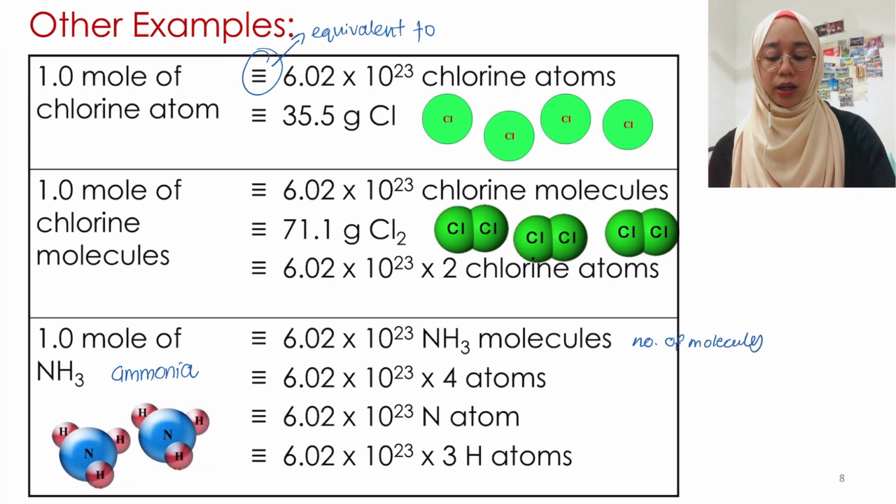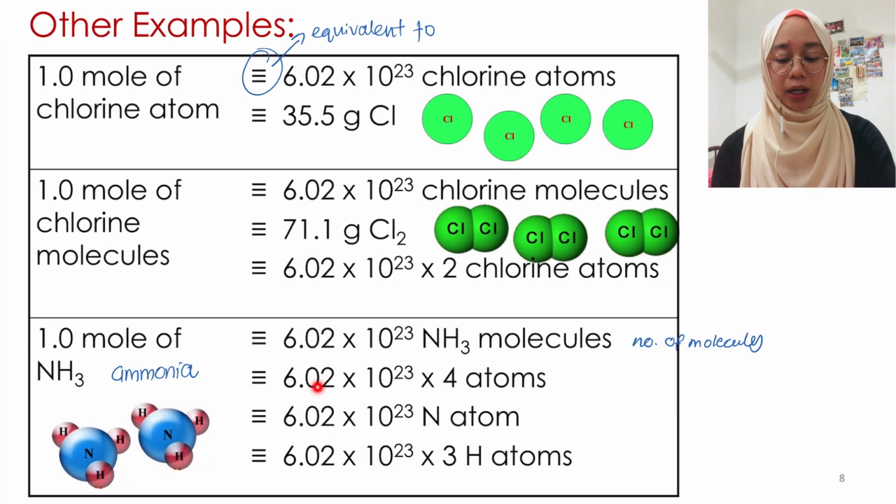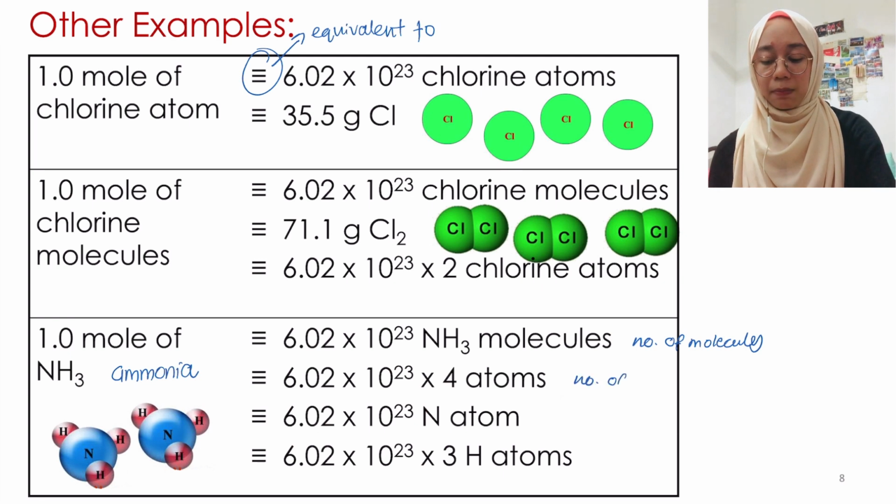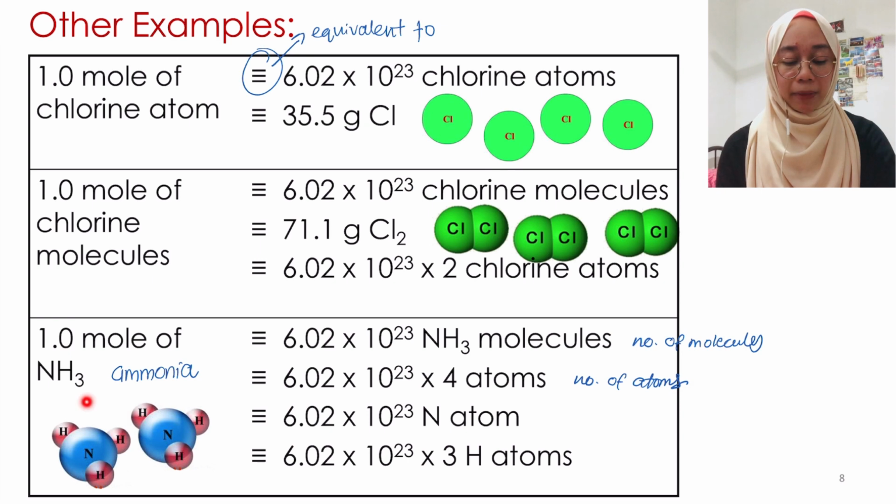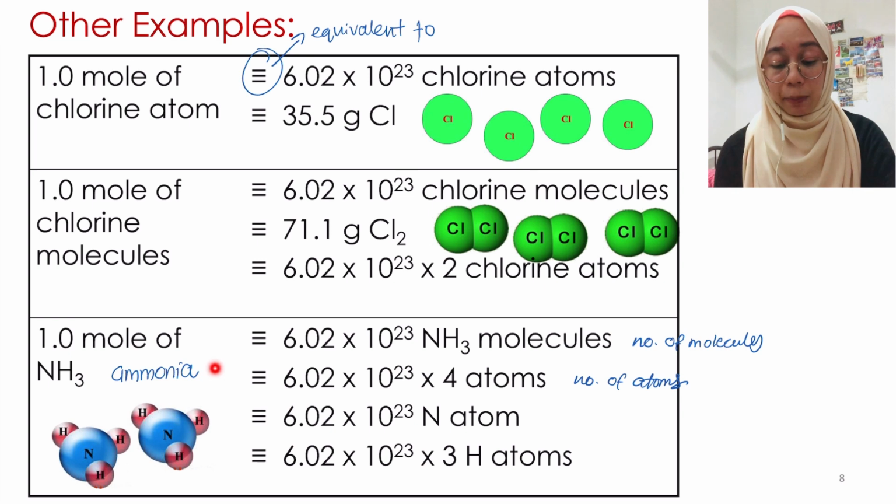Okay, and then kalau kita tengok pula yang kedua ni, dia pergi darab 4. Kenapa dia pergi darab 4 atoms? Because apa yang ditanya kat sini sebenarnya adalah number of atoms. Okay, so kenapa ada 4? Because we have 1 nitrogen atom and then we have 3 hydrogen atoms. So in total we have 4 atoms in one molecule of ammonia ni. Okay, so that is why kat sini kena darab 4.